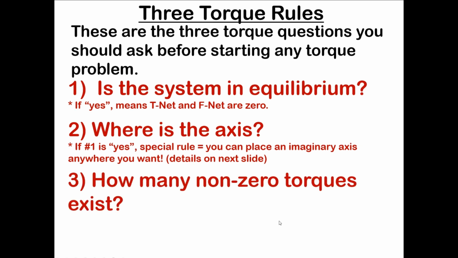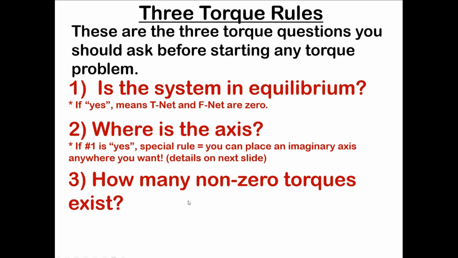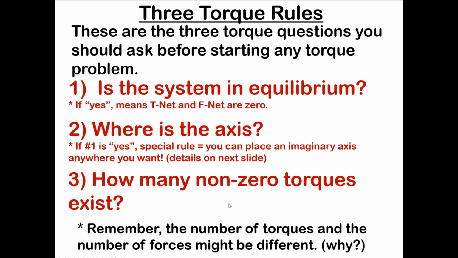Question number 3, how many non-zero torques exist? The big thing about this one is just because there's a force on your lever arm does not mean that force is producing a torque. Because remember, for a torque, you need a perpendicular force to the lever arm and you need a radius, a distance from the axis. So for that reason, the number of torques and number of forces may actually be different. Another side note of this, that means you may be dealing with torque and you may be dealing with forces in the same problem. Okay, the big special rule I will deal with in next video.